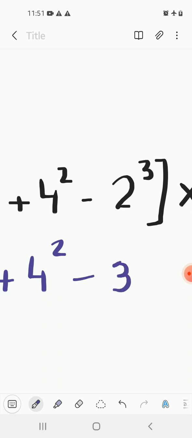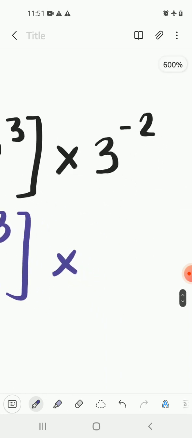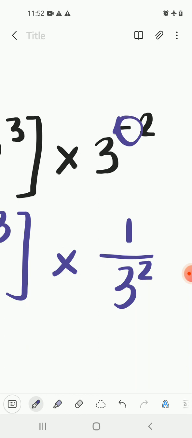minus 2 to the power 3, and the whole thing is multiplied by 3 to the power minus 2. So make it 1 by 3 to the power 2. Because of this minus sign, the 3 becomes 1 by 3, and the power 2 remains 2.